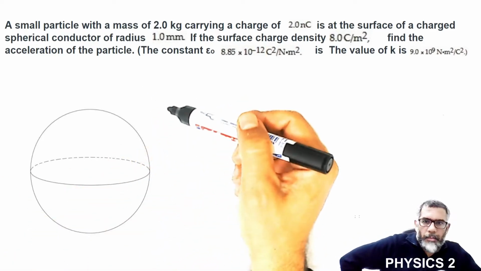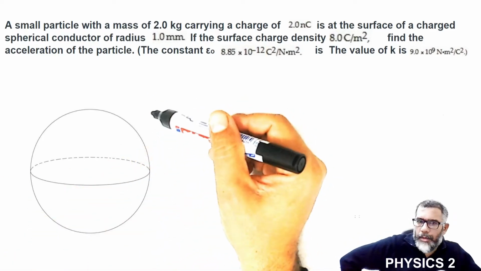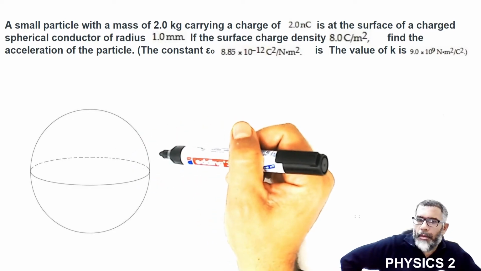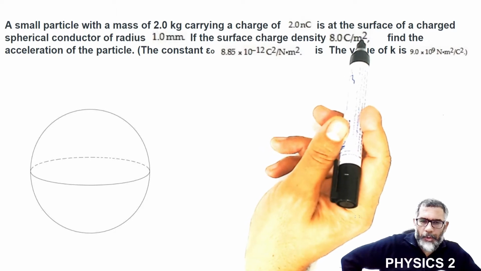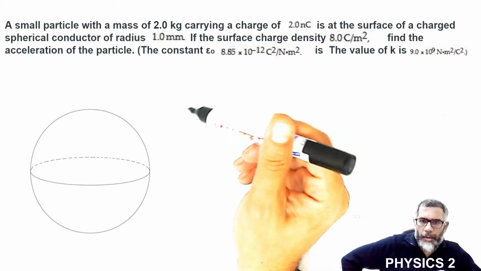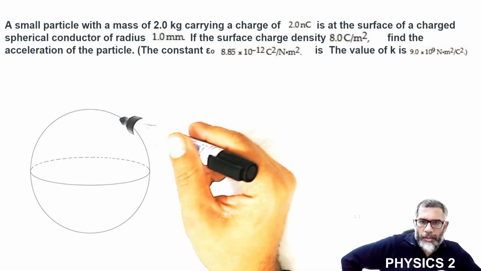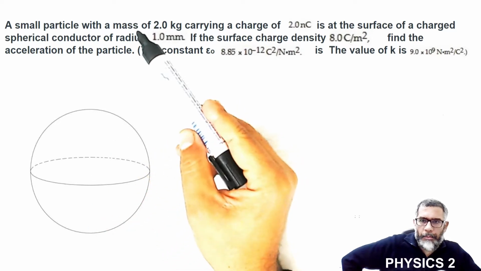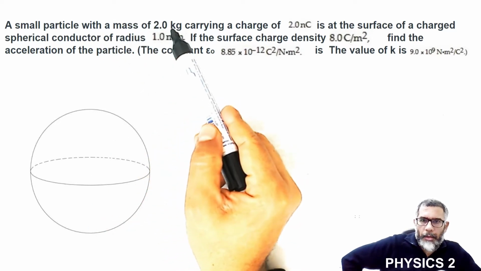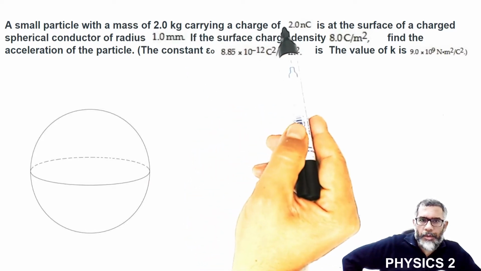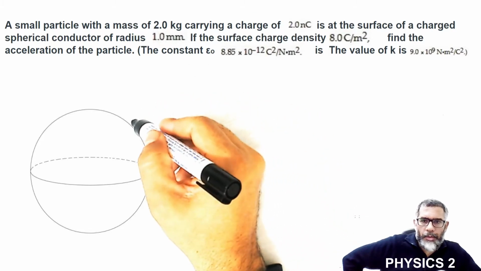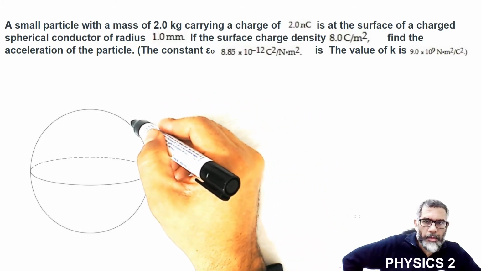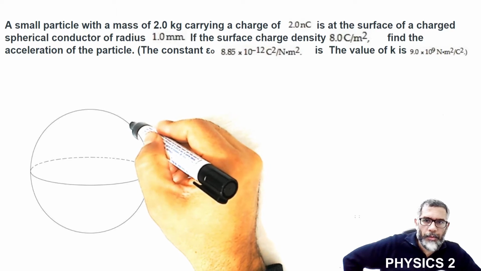Okay, another problem of a surface charge in the shape of a spherical surface. It has a charge density of 8 coulomb per meter square, but this time this surface has a small particle, which has a mass of 2 kilograms and a charge of 2 nanocoulomb. It is just located somewhere on the surface. Let's put it over here.